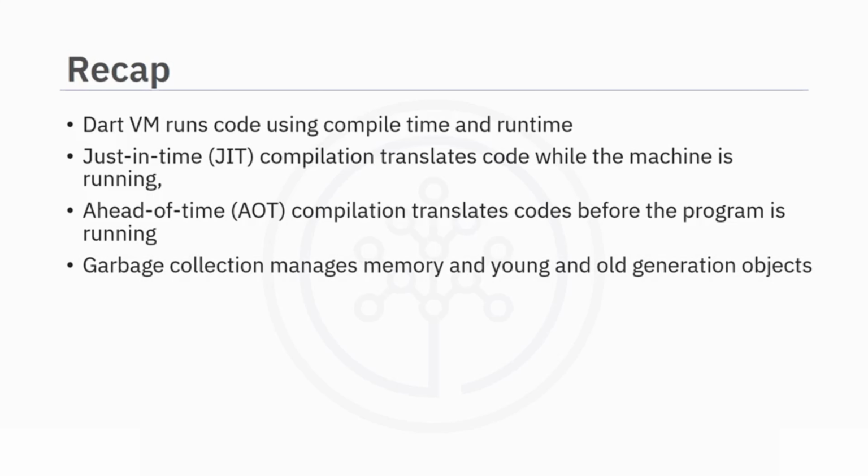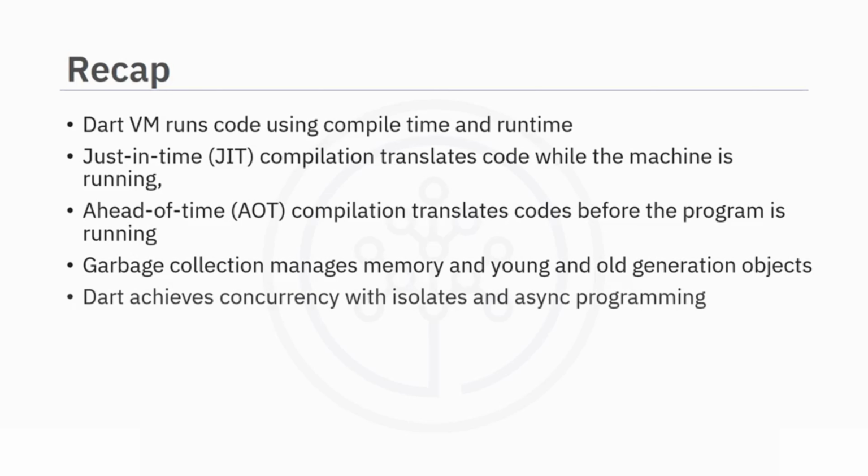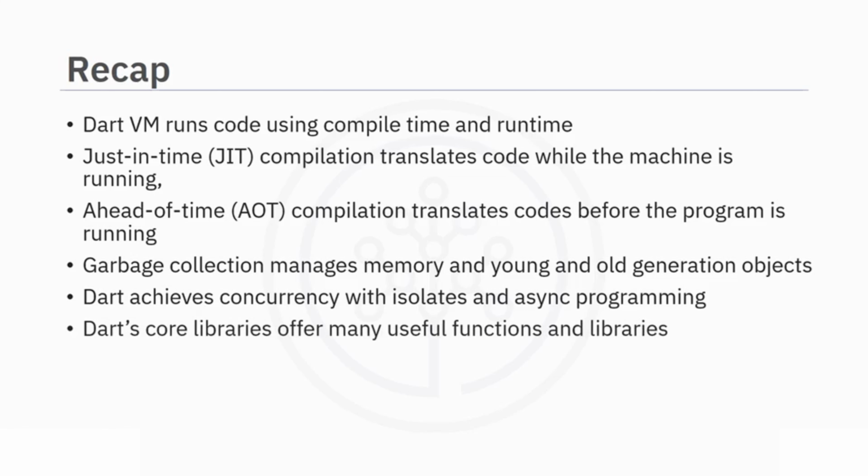Garbage collection helps manage memory and automatically cleans up unneeded young generation, or temporary, and old generation objects. Dart achieves concurrency with isolates, which run at the same time without sharing memory, and async programming, which uses async and await to keep the code running. Dart has core libraries such as Dart Core, Dart Async, Dart I/O, Dart Convert, and Dart Math, which offer many useful functions and classes.